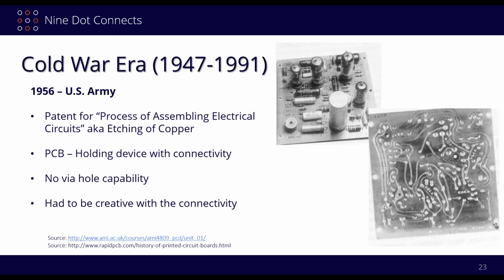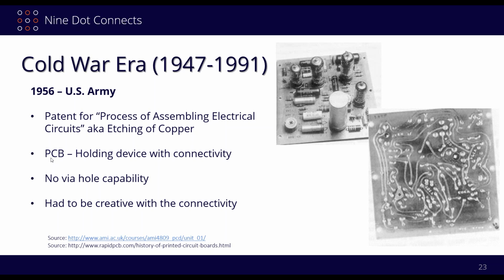Fortunately, that didn't happen. But the United States Army really had to start beefing up its ability to understand what the enemy was doing and to communicate with each other in the fastest ways possible. So one of the things that they did was they released their patent for the process of assembling electrical circuits, aka the etching of copper, primarily, I think, for the defense contractors, but anybody else could use it if they so saw fit to do so.